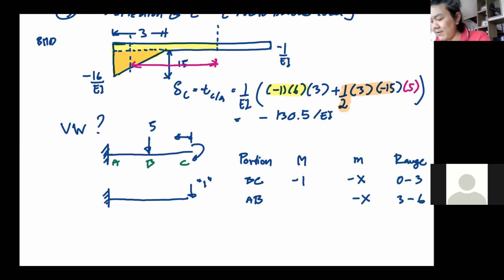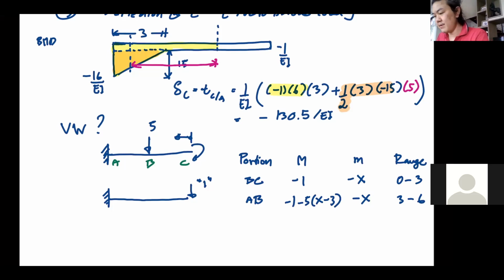Okay, and for my big M now, if I am going to begin the range from 3, my moment equation would be -1 minus the load, which is 5, times (x minus 3). That would be my equation. Do you agree? Just substitute x equal to 3 and 6 into the equation and see what we have.